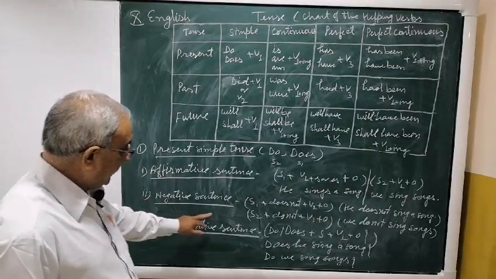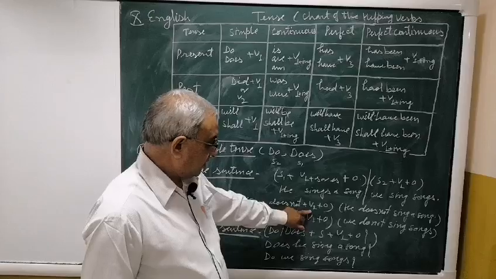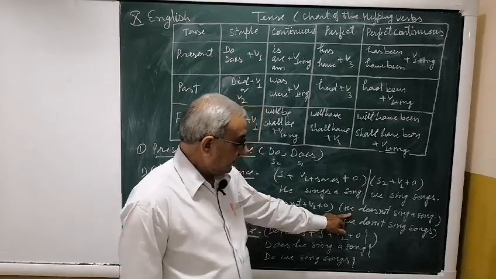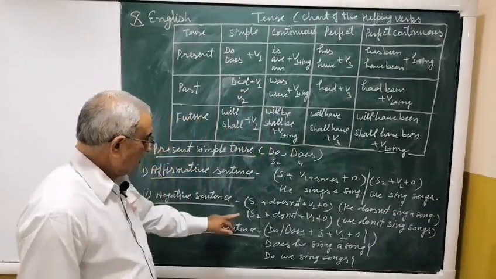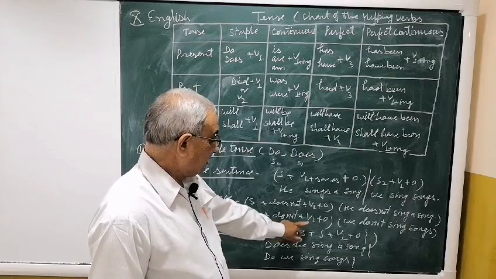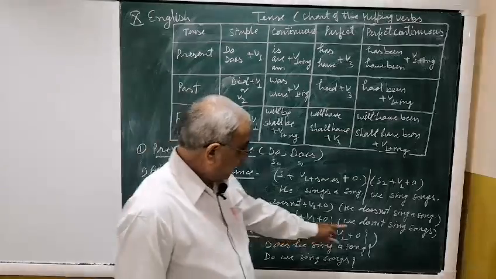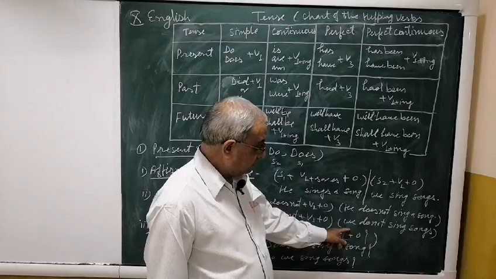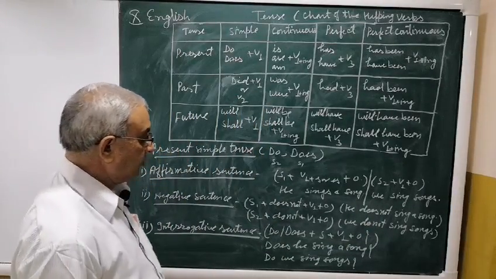Now see the negative sentence. Subject singular, we use does not plus first form and object. For example, he, subject singular, we have added here does not: he does not sing a song. If the subject is plural, we use don't. Don't plus first form of the main verb plus object. For example, we don't sing songs. We, subject is plural, so we have used don't here.